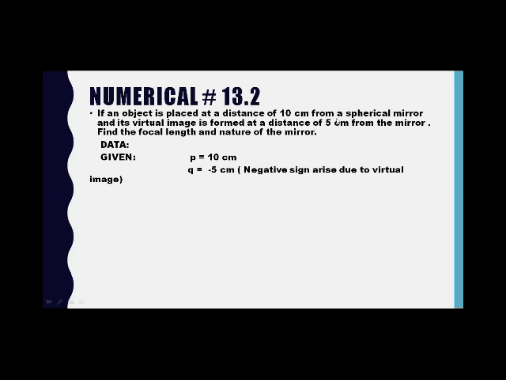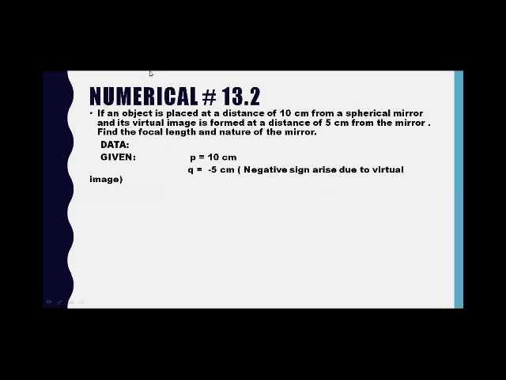After that, from a spherical mirror, its virtual image is formed at a distance of 5 centimeter. Here image distance is given, and image distance is represented by the small q. Its value is 5, but why are we writing minus here? Because I told you that if the image is virtual, then the image distance will come in negative.